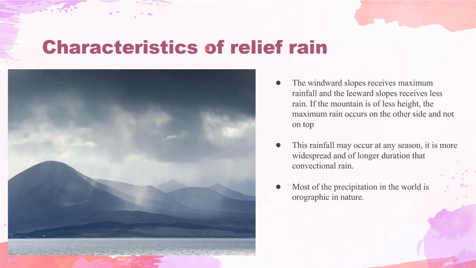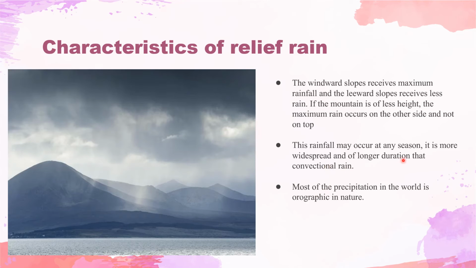Now, characteristics of relief rain. What are the characteristics? The windward slope receives maximum rainfall and the leeward slopes receive less rain. I had explained to you earlier, if the mountain is of less height, the maximum rain occurs on the other side and not on top. If it is of less height, it might cross and go to the other side.